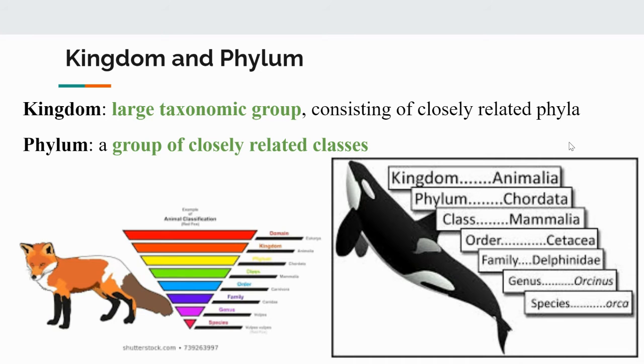So first, I just want to remind you about the difference between a kingdom and a phylum. You might remember that in our taxonomy, we have domain, kingdom, phylum, class, order, family, genus, and species, and they get more specific as you go. So a kingdom is a large taxonomy group, and it includes a lot of closely related phyla, but for our purposes for this video, know that the kingdom we're talking about for this whole video is Animalia, or the animal kingdom. But within the animal kingdom, there are many different phyla or groups of closely related classes.